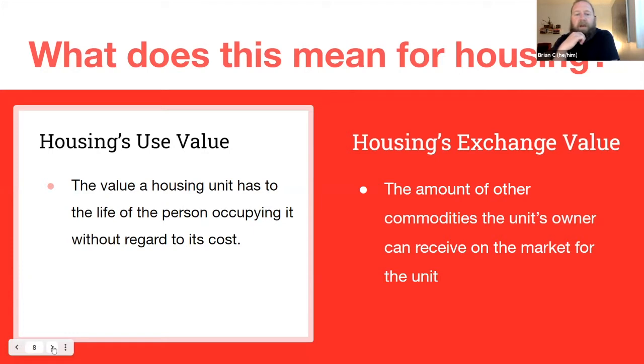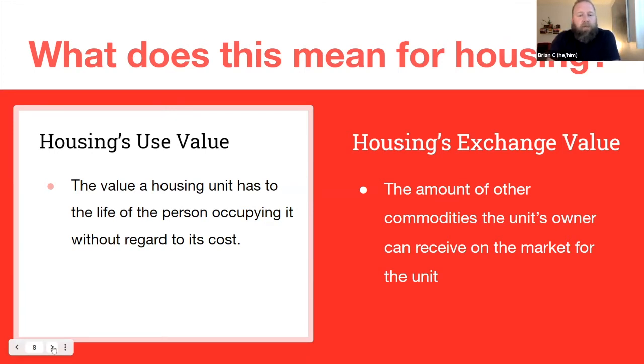So what does this mean for housing? Understanding the difference between use value and exchange value helps us understand what goes on in the housing market. A tenant is concerned with a housing unit's use value. They need a comfortable place to eat, sleep, relax, do all the other things that you do in your house. The landlord, on the other hand, is concerned about a housing unit's exchange value. They want to receive the highest rent possible, and they want the sale value of the house to increase.